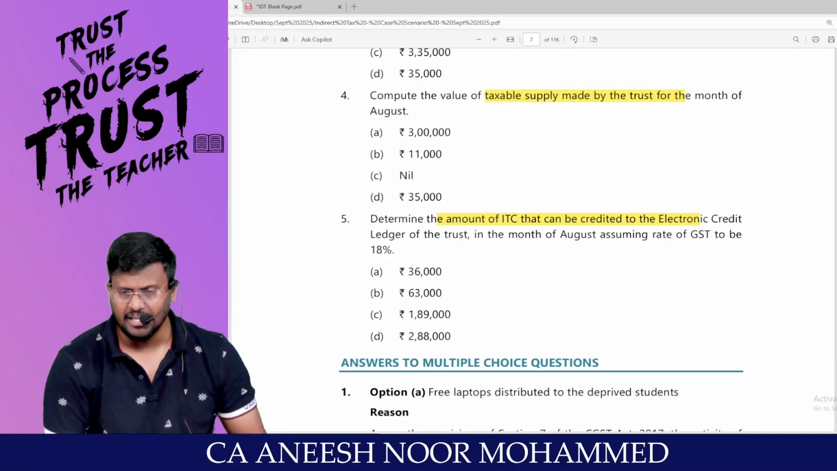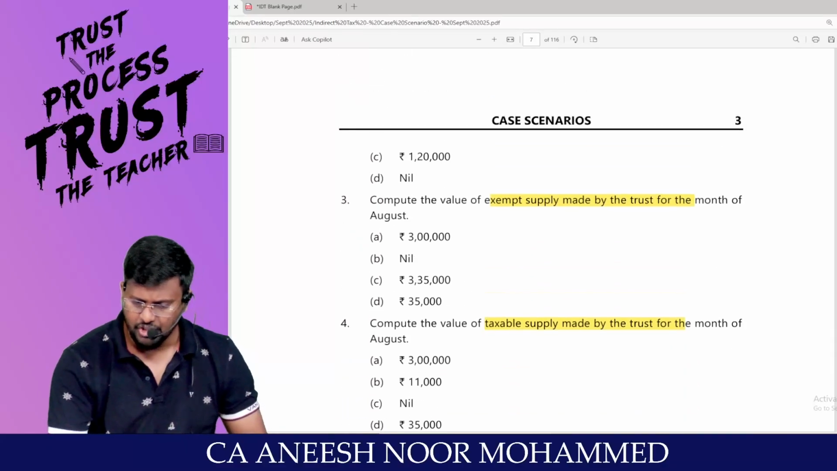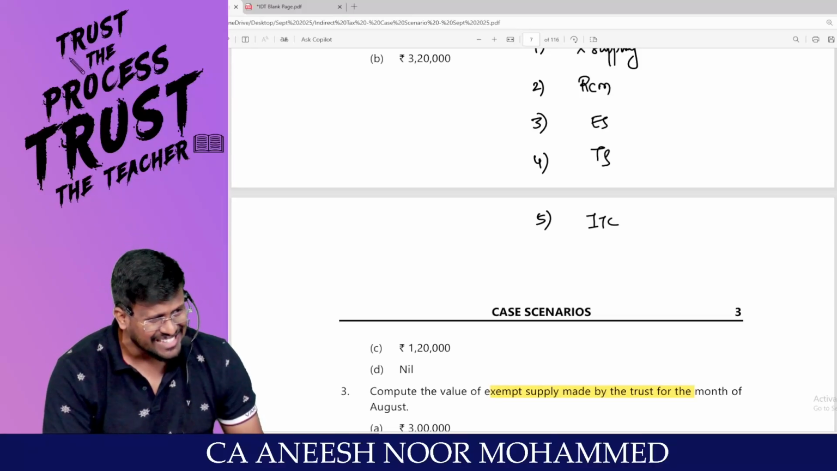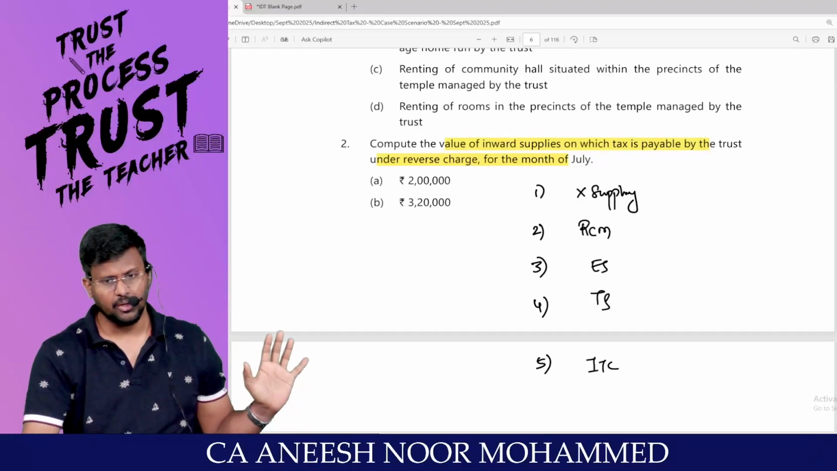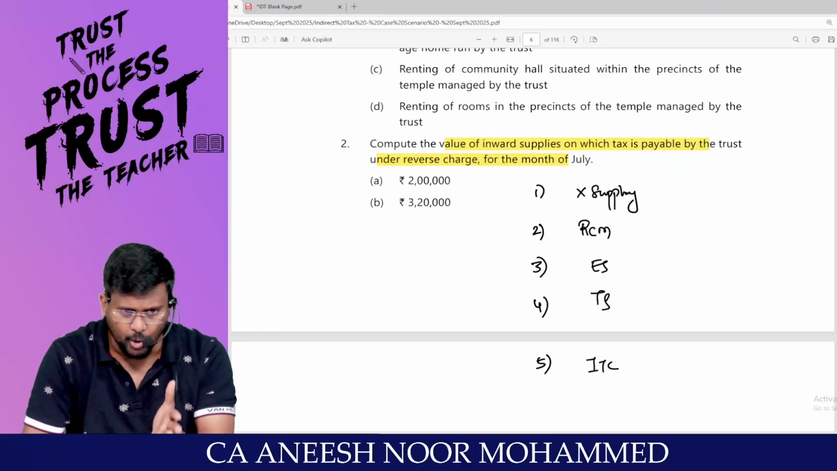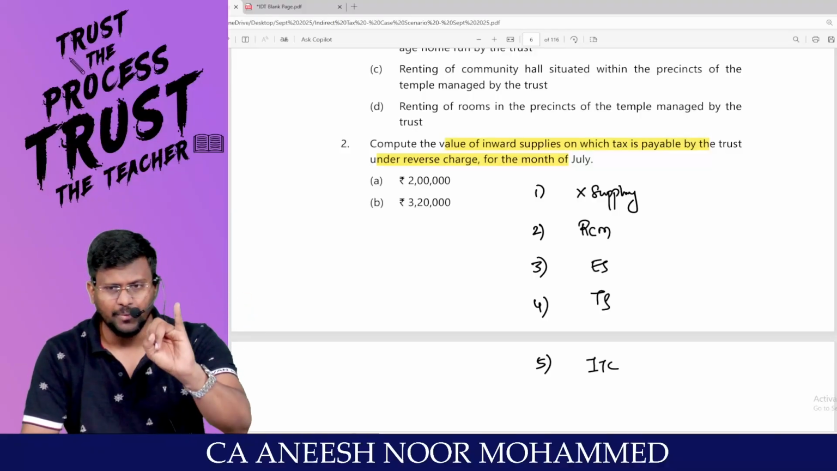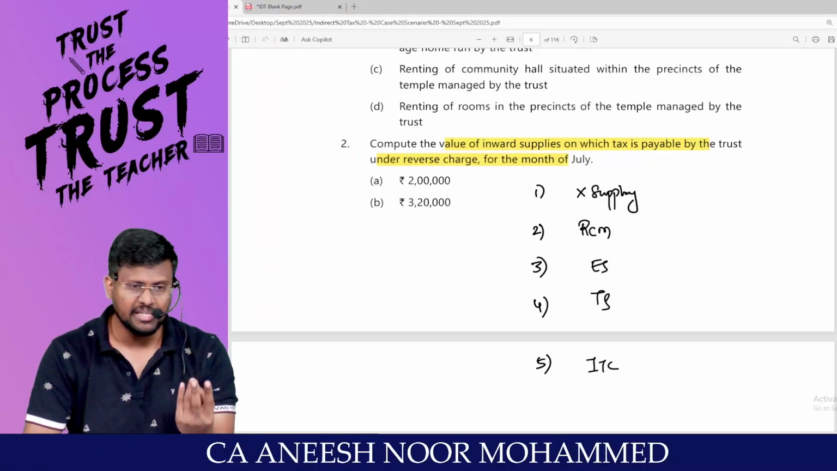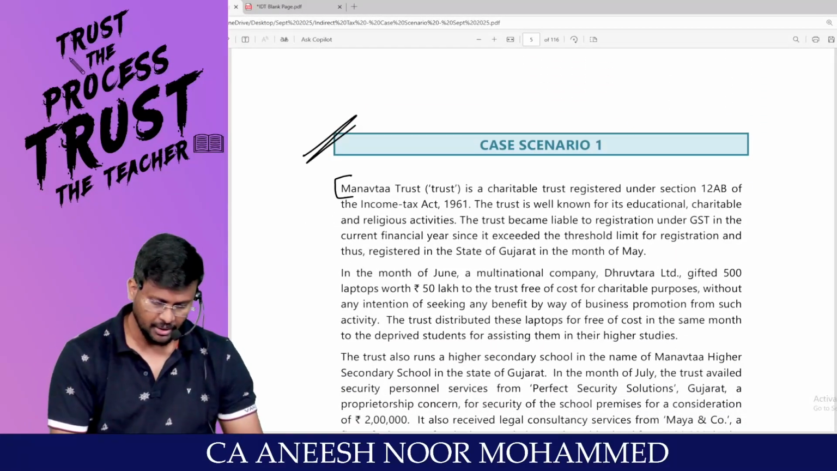Determine the amount of ITC that can be credited to ECL in the month of August, assuming the rate of GST to be 18%. How much is the amount to be credited to the electronic credit ledger, ECL, is the question. These are the 5 requirements of this case scenario. This you first note, as it will be given in the question. So I know what the learning objectives of that particular case scenario are. What are the activities which will not amount to supply? What are the items for which I am liable to pay tax under RCM, exempt supply, taxable supply, and ITC? Now I will start reading the question.